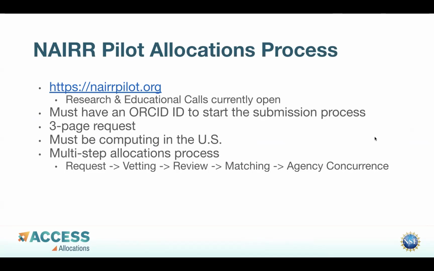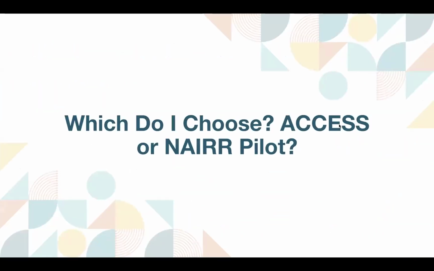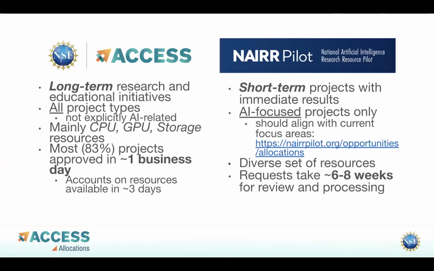But this is a 3-page request. You can see all the information at nairpilot.org. But some of the policies are different here in that you must be computing in the US. In ACCESS, you have to have a US-based lead, but if you go overseas, you will not be able to compute in NAIRR pilot. And from the research community, we've been getting this question a lot: well, which one do I choose, ACCESS or NAIRR?